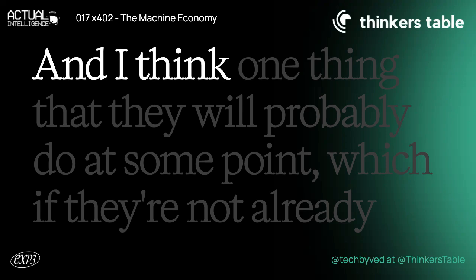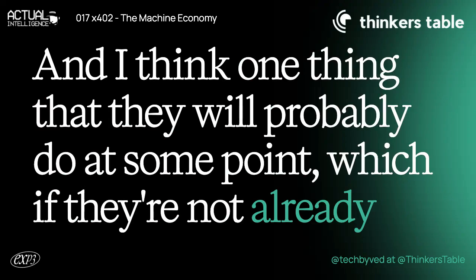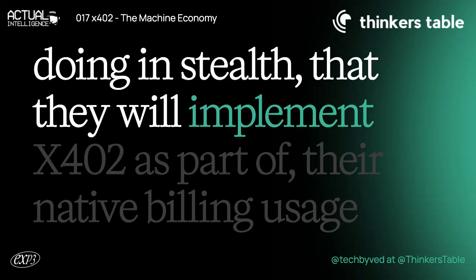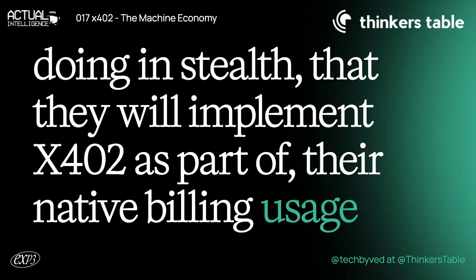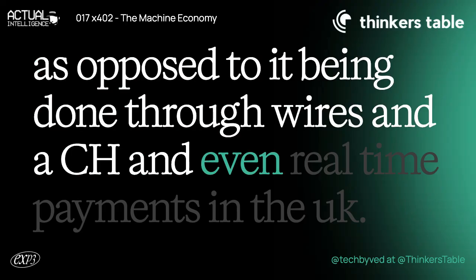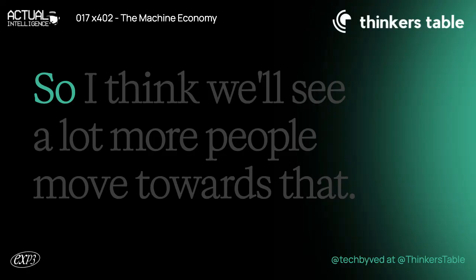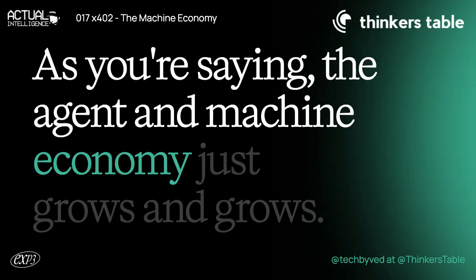And I think one thing that they will probably do at some point, if they're not already doing it in stealth, is implement x402 as part of their native billing usage, as opposed to it being done through wires and ACH and even real-time payments in the UK. So I think we'll see a lot more people move towards that, as you're saying, as the agent and machine economy just grows and grows.